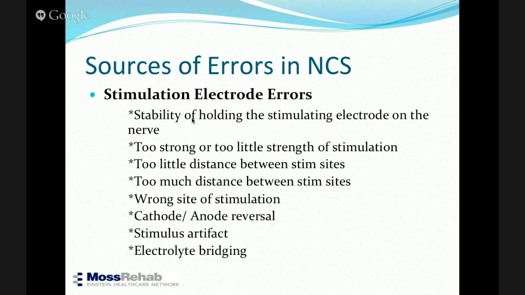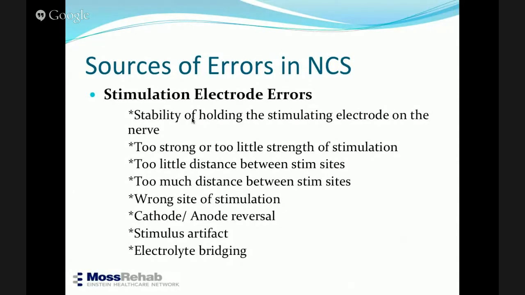Too strong or too little strength of stimulation. If it is too strong, you're stimulating another nerve. What else would happen if too strong of stimulation, say if you are not going for another nerve? What would happen if it's too strong of a stimulation with the nerve conduction? Would it change any other parameter other than the amplitude and shape which we talked about? Like if it's not stimulating another nerve.